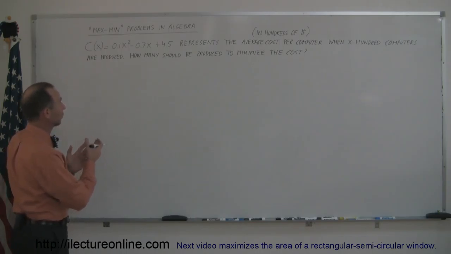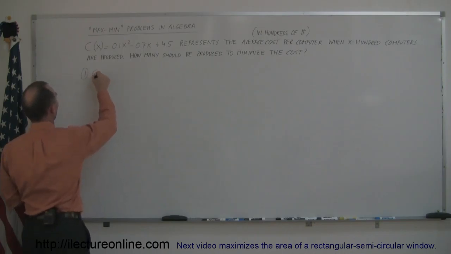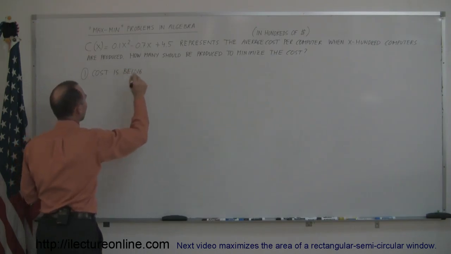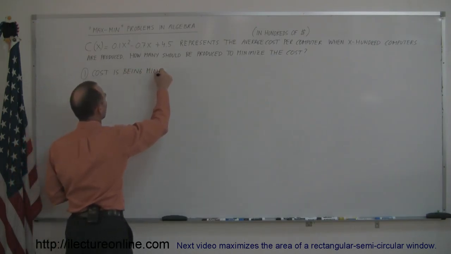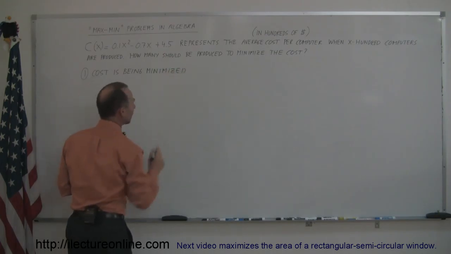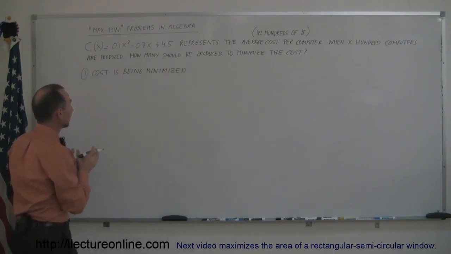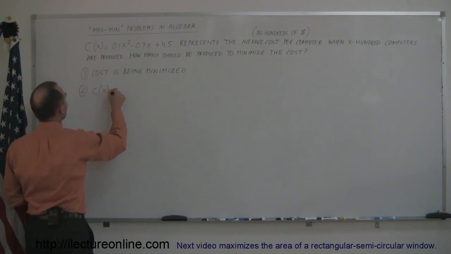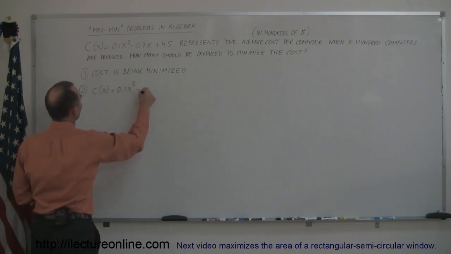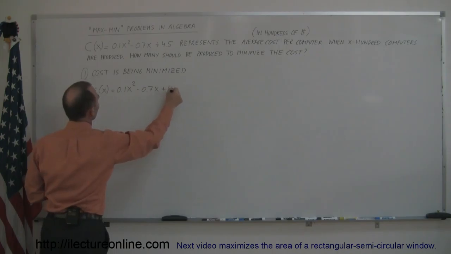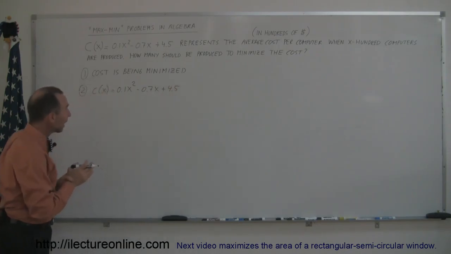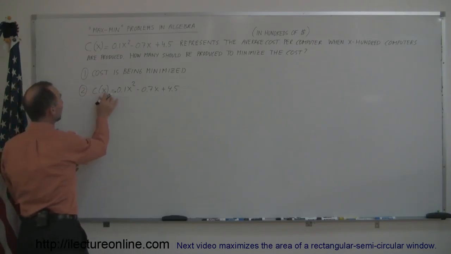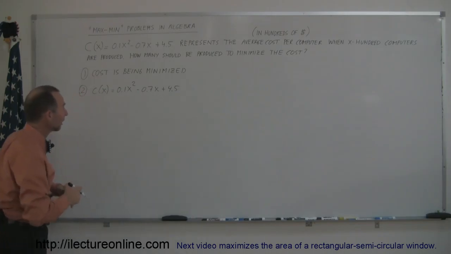Typically, we would have to decide what's being minimized, and cost is being minimized. So always determine what's being maximized or minimized. The second thing you always do is find an equation representing the item that's being maximized or minimized. In this case, it's the cost. So cost as a function of x is equal to 0.1x squared minus 0.7x plus 4.5. In this case, we don't have to eliminate any variables because c is written in only one variable, which is great. So we don't have to find any constraint.